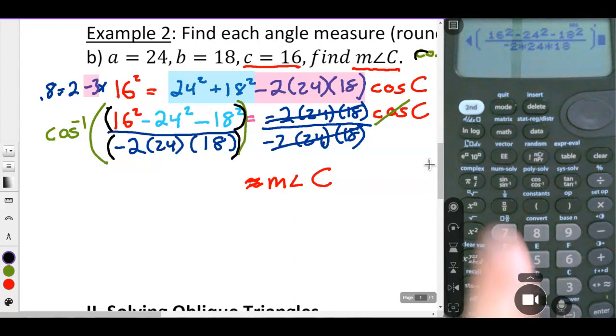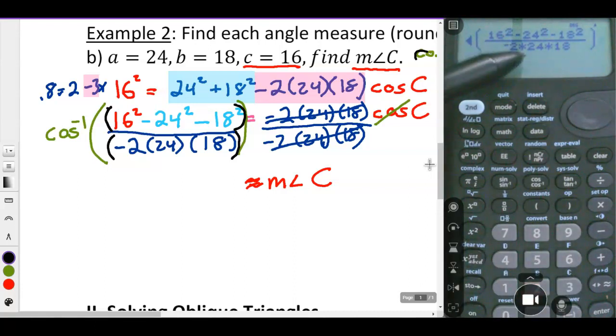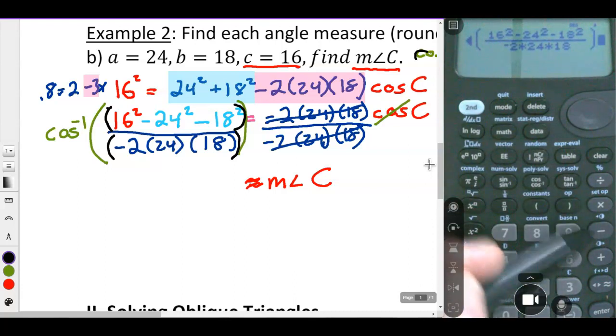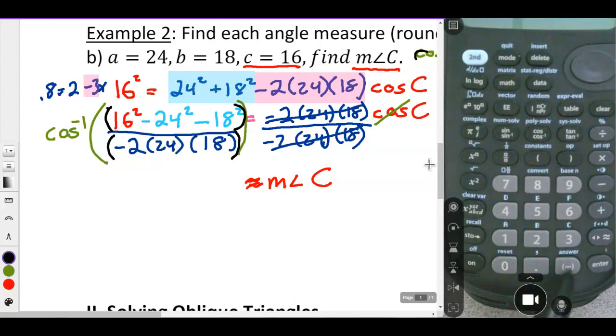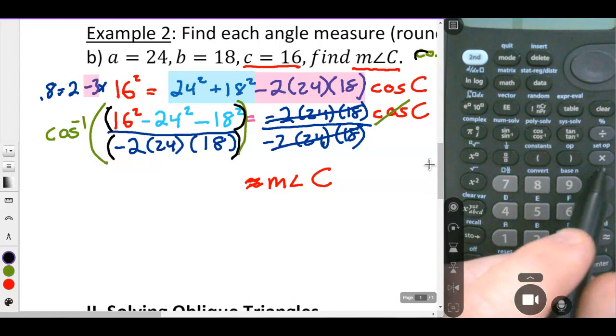Okay. Do note that this negative sign right here, your calculator may have a negative button. So you can't use the subtraction sign for negative numbers. Like on mine, I have a negative right here, there's an actual negative button. So there's a subtraction button and a negative button.